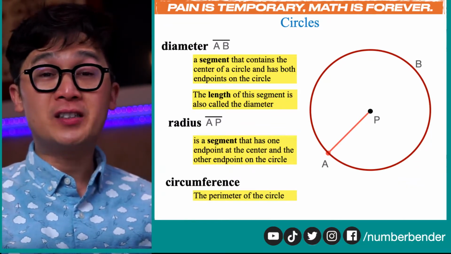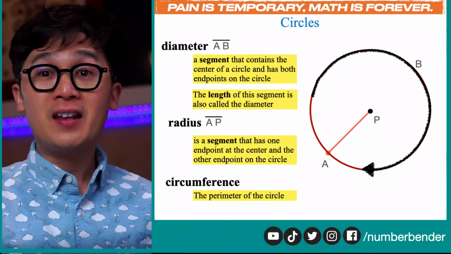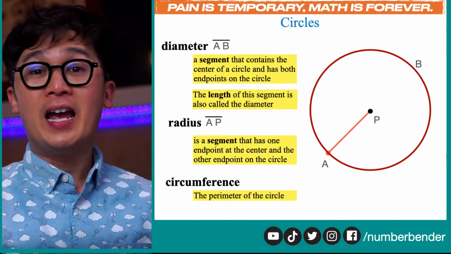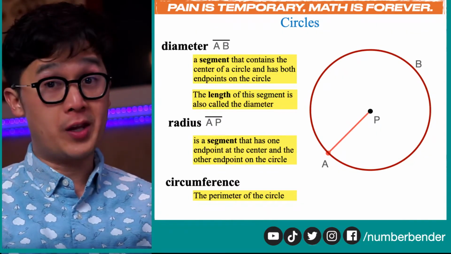Now the circumference, as we know, is also the perimeter of the circle. So if we measure the length around our circle, this is going to be our circumference. And these are the three major parts of our circle that we all know.